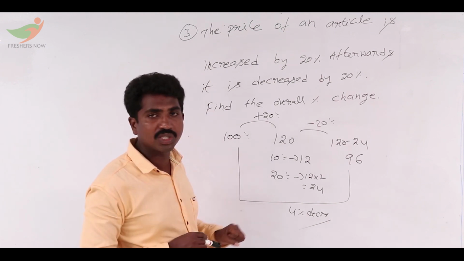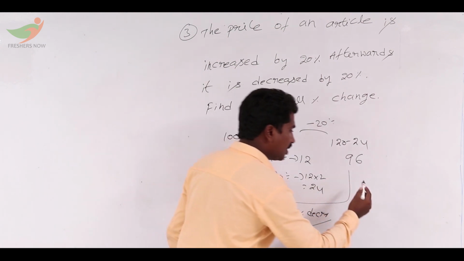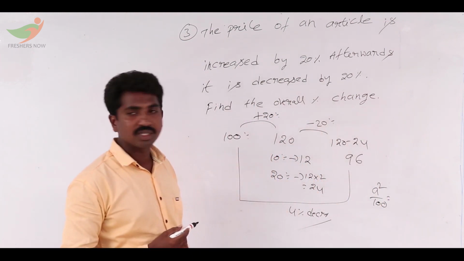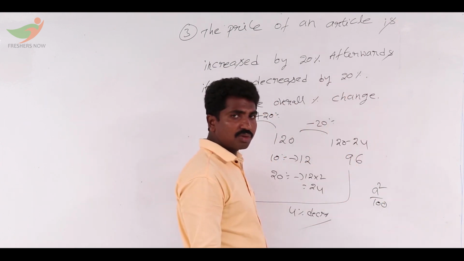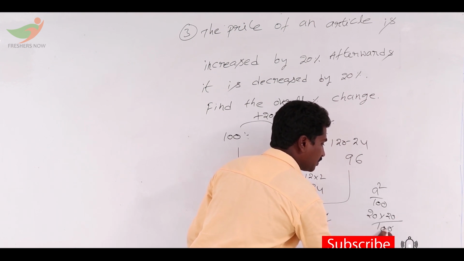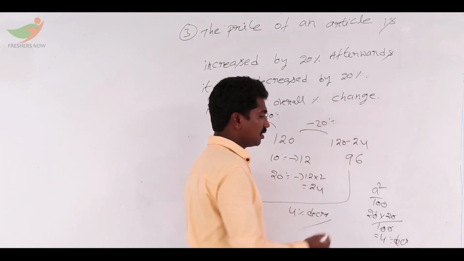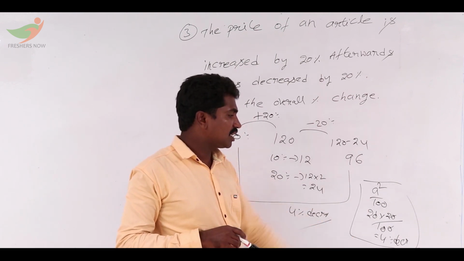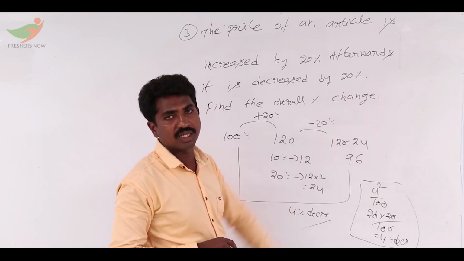We can solve this question in another method by using the formula a squared by 100. When there is a percent increase and a percent decrease, we can solve it by using the formula a squared by 100. Here 20% increase and 20% decrease. So 20 into 20 by 100 is 4. So 4% decrease.